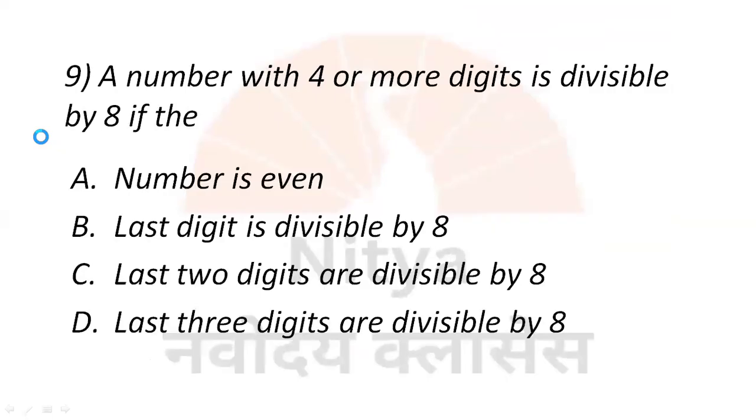Ninth one. A number with 4 or more digits is divisible by 8 if, the 8's divisibility rule is, the last 3 digits are divisible by 8. So option number D is the answer. If the last 3 digits are divisible by 8, then the whole number is also divisible by 8. Next.